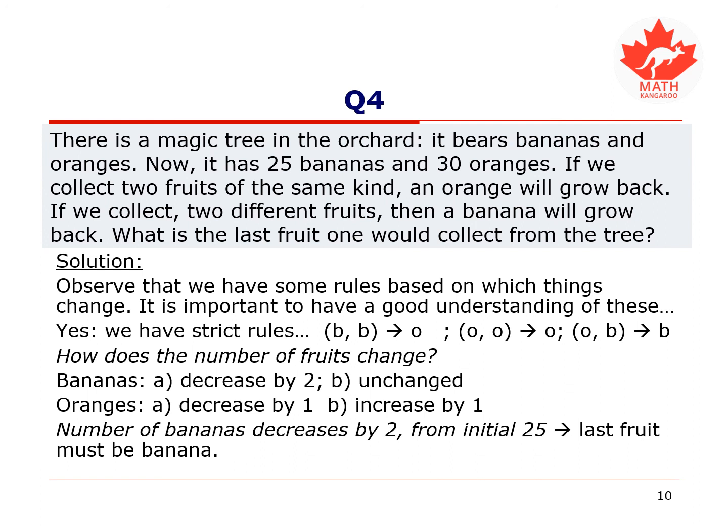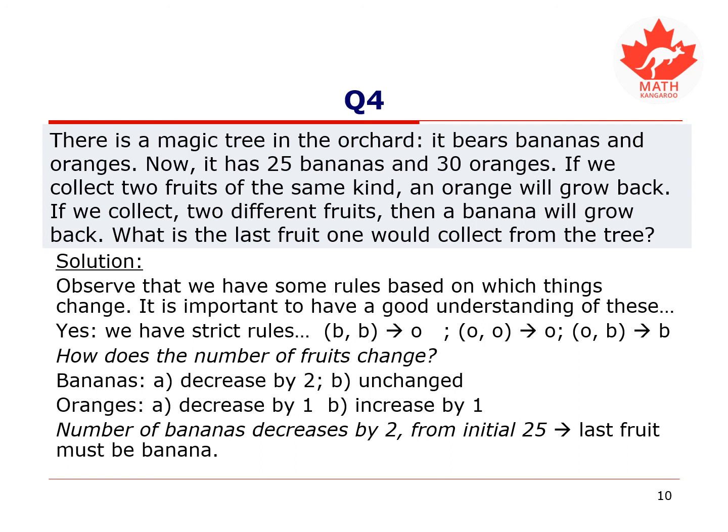So the number of bananas will decrease by 2. The number of oranges might increase or decrease by 1 depending. But I only had 25 bananas to begin with. What happens if I keep taking away multiples of 2 from an odd number? Eventually, I'm going to be left with 1, right? An odd number minus 2 times x for whatever x will result in an odd number in the end. So the last fruit must be a banana.